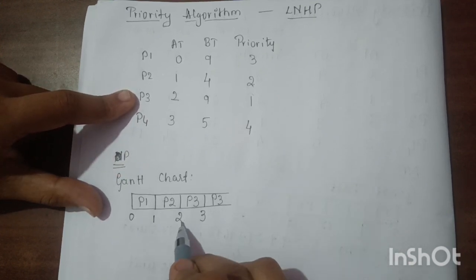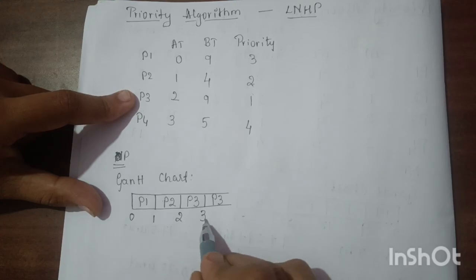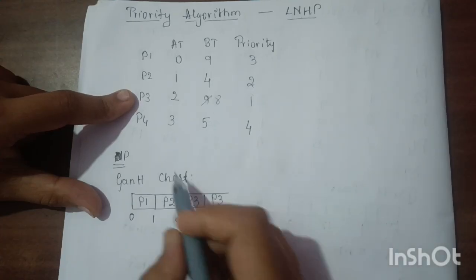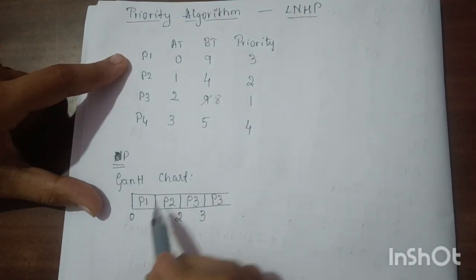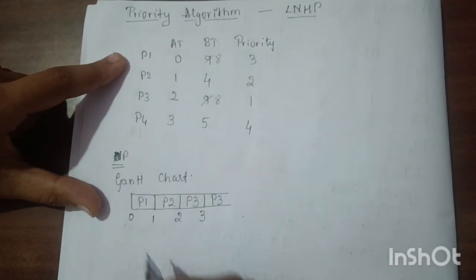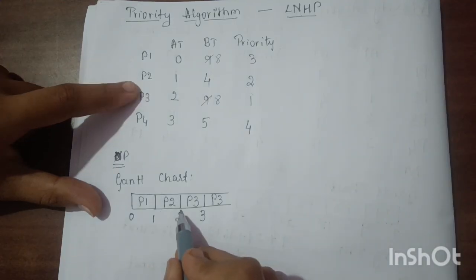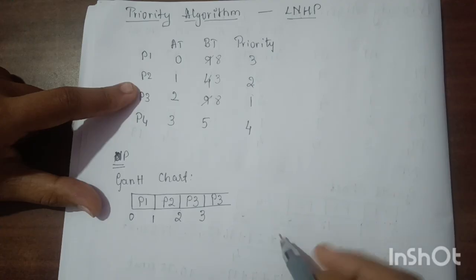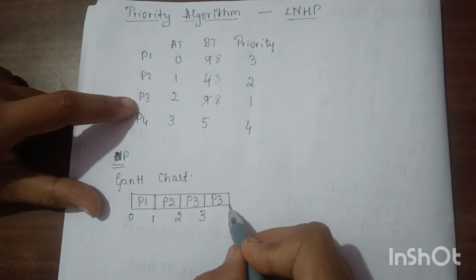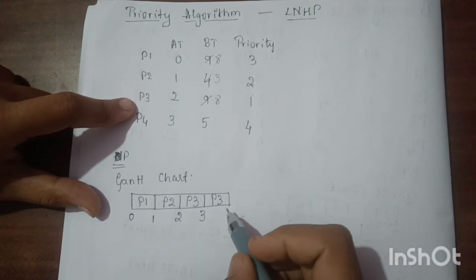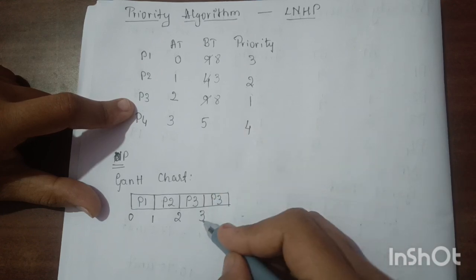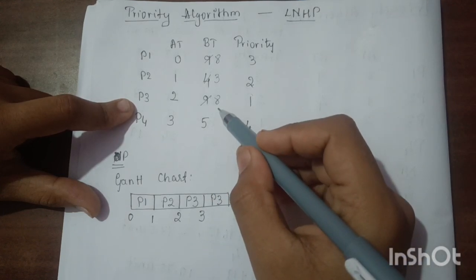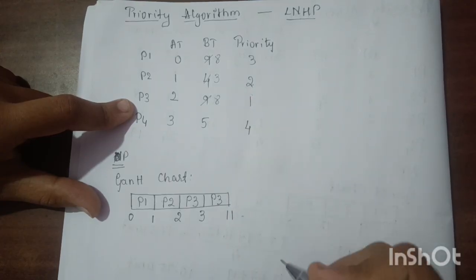Now you have already observed that from 2 to 3 I had P3 executing for 1 second, so it was 8. Here also P1 was executed for 1 second, so it will become 8. P2 had executed for only 1 second, so it was becoming 3. Now P3 I will execute it completely. So how much will it be? 3 plus 8, so it will be till 11.